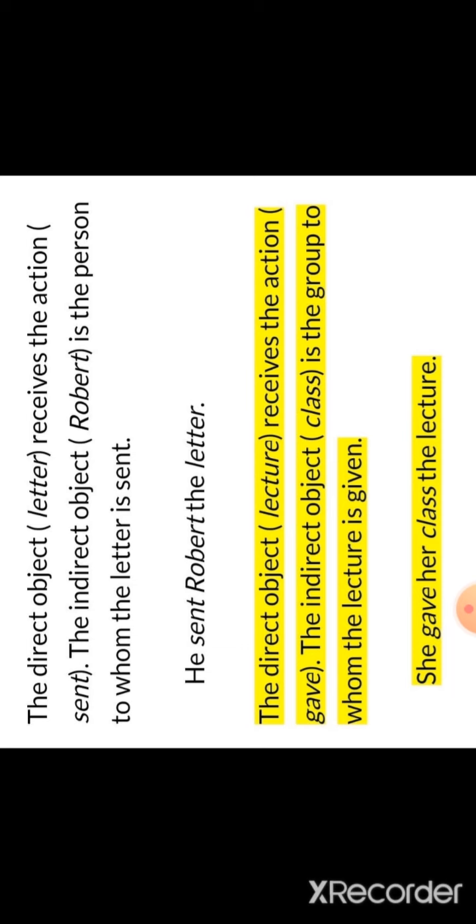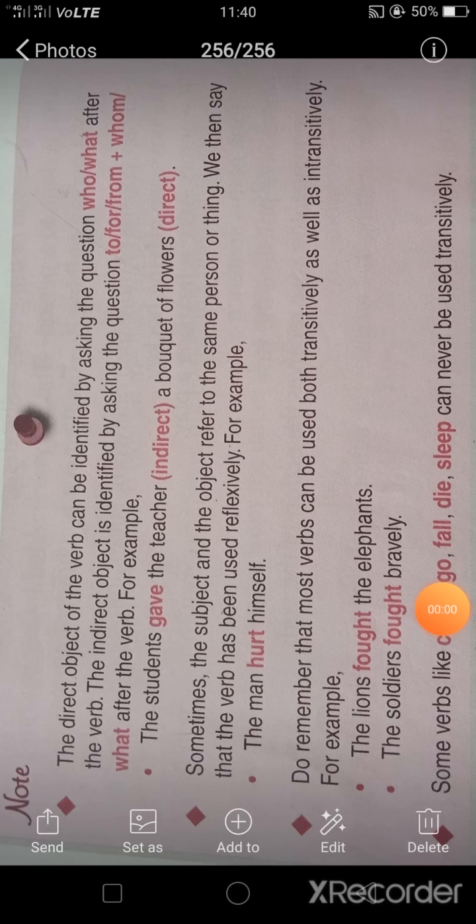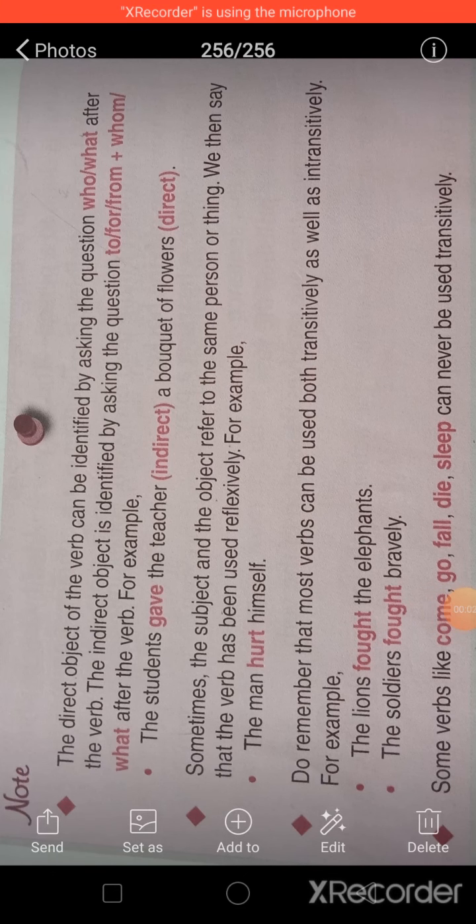Now let's see one more example. She gave her class the lecture. Gave what? That is lecture. So lecture is a direct object and this has received the action gave. Gave is the action word. Now the indirect object, what is it here? She gave her class the lecture. Now to whom she gave the lecture? To whom? Now you are getting the answer, to class. So here the indirect object is class. Okay, so the indirect object class is the group to whom the lecture is given. Now let's see the rules, then it will be more clear to you.